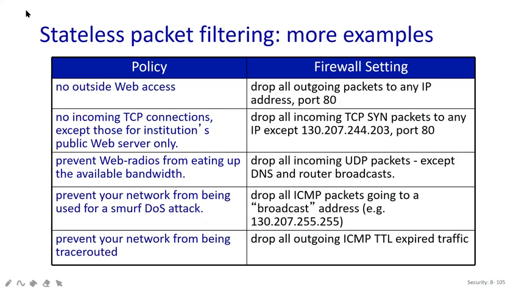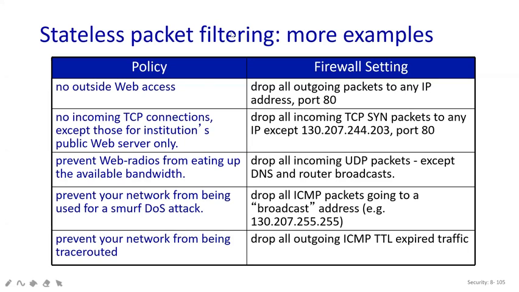Here you can see stateless packet filtering for some more examples. The first policy: no outside web access. We cannot access the outside web browsers. So how are we going to set the firewall? Drop all outgoing packets to any IP address where the port number is 80. You can see in your system the port number will be 80. So here you cannot access the web browsers if it is 80.